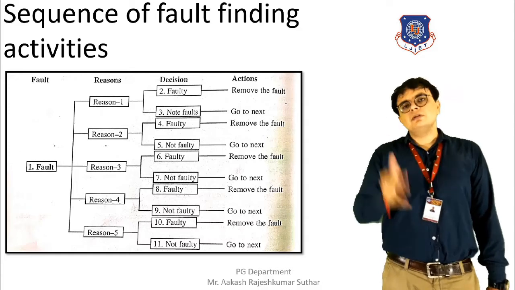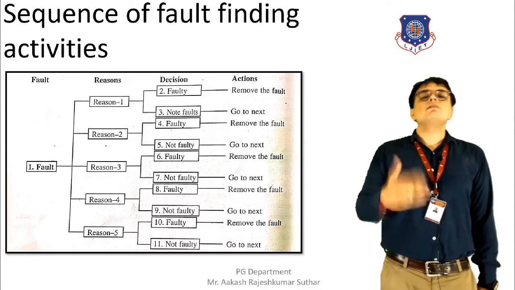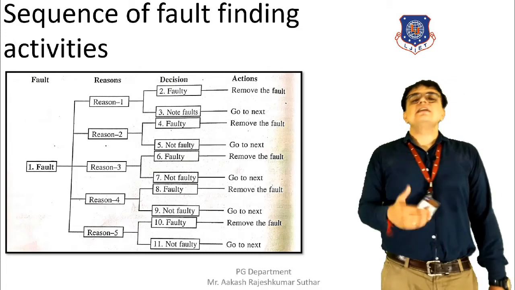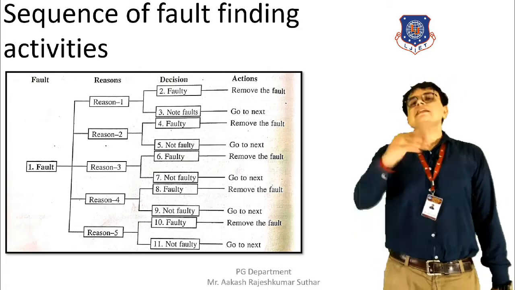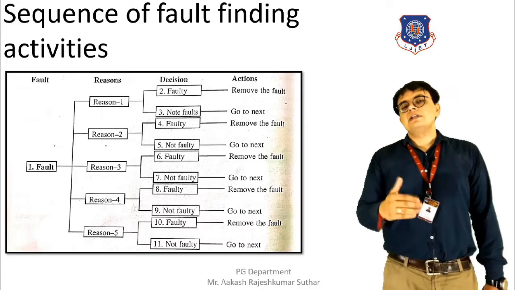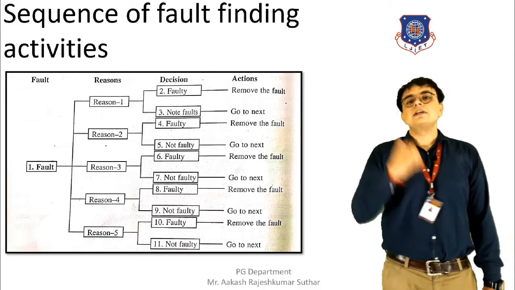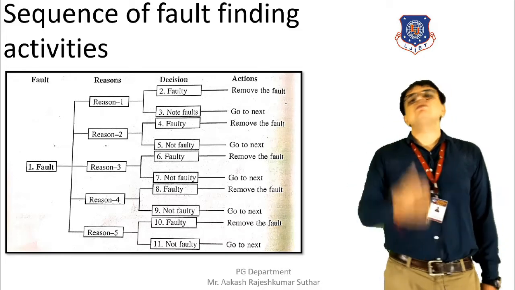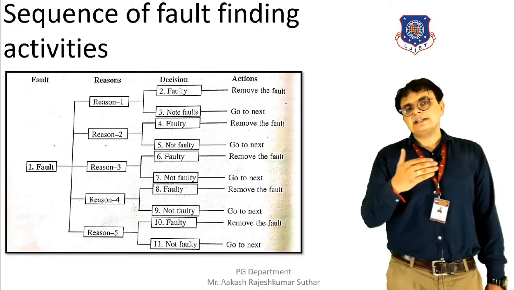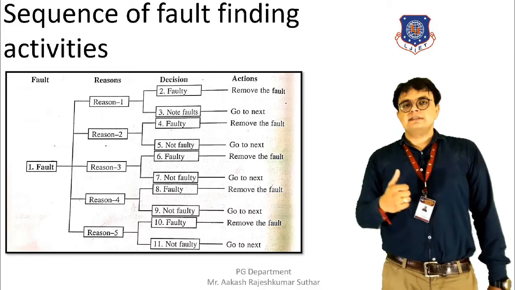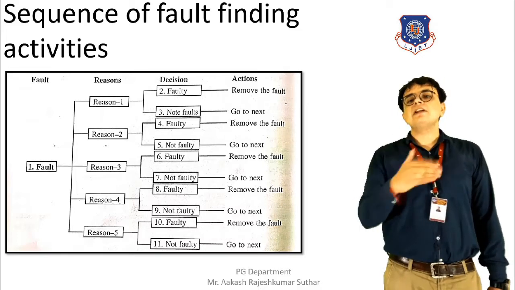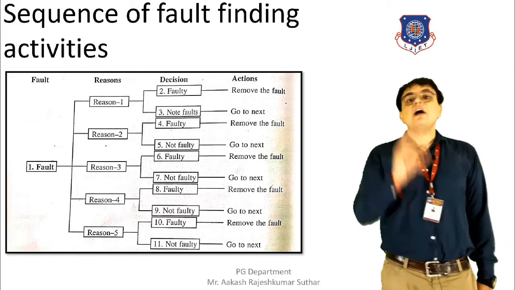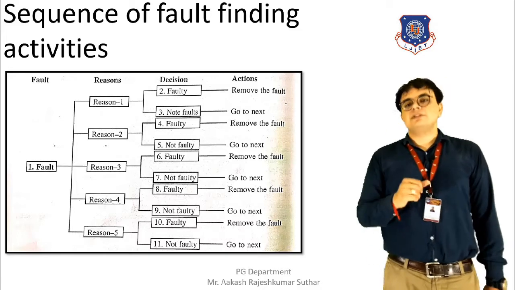So by doing so, we need to go for the reason number 4. There also we need to take certain actions and certain decisions. If reason 4 is found faulty, it means the fault has been caused because of reason number 4. So accordingly, we need to take the decision, and the decision will be to remove that fault. Means we have found the fault and we need to remove it.